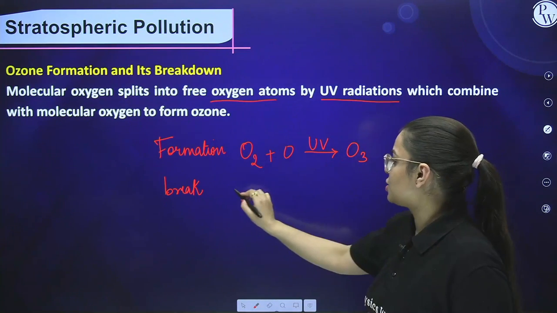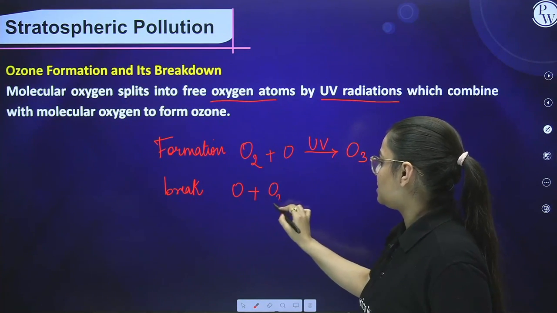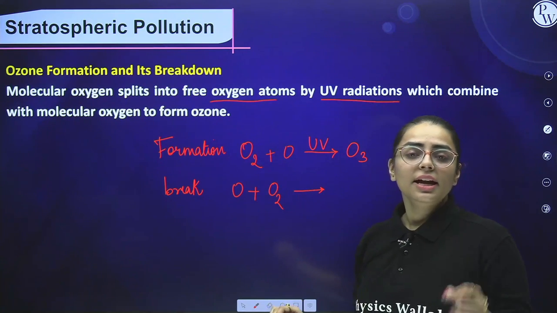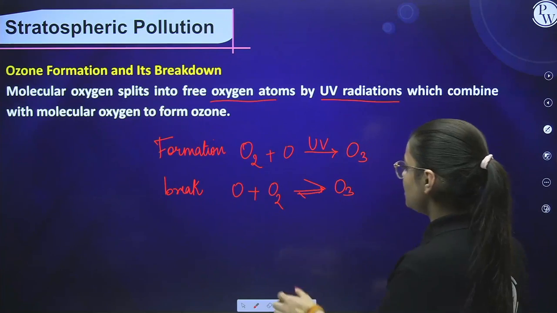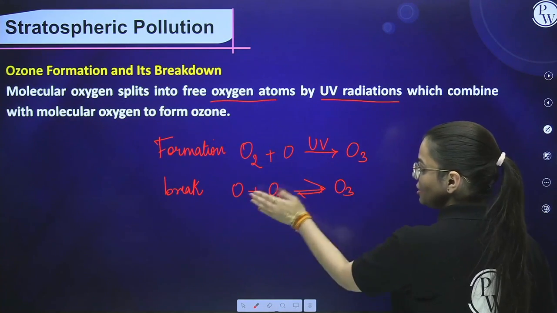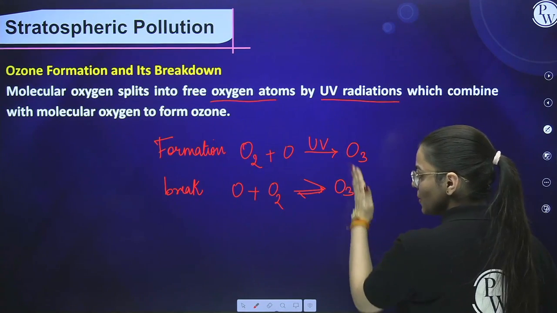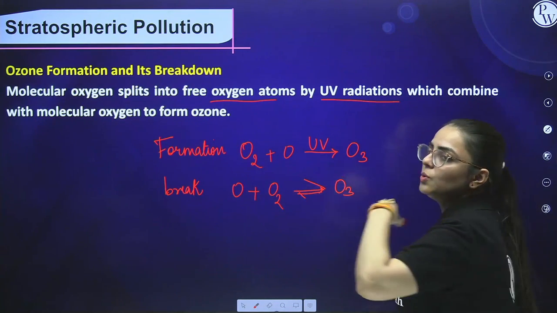Now, what is the breakage reaction? In the breakage reaction, O3 again breaks. This was the first reaction, the formation one, where O3 was produced. See this carefully. Now O3 again can be broken into O2 and O.